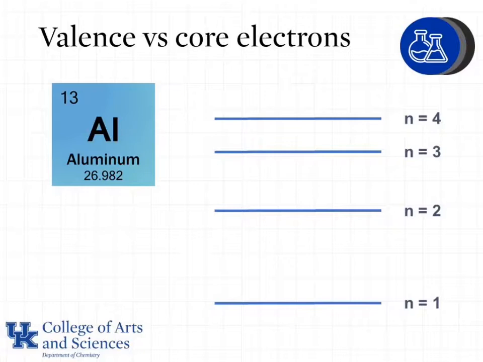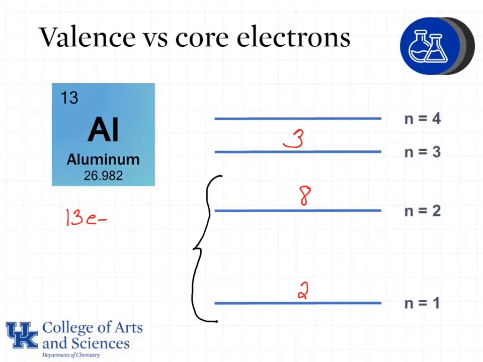Let's look at an example with aluminum. How many electrons are in a single atom of neutral aluminum? We have an atomic number of 13, which means 13 protons, so we must also have 13 electrons. Next, we're going to arrange our electrons in the different energy levels. So we have 2 in the n equals 1 level, 8 in the n equals 2 level, and 3 in the n equals 3 level.